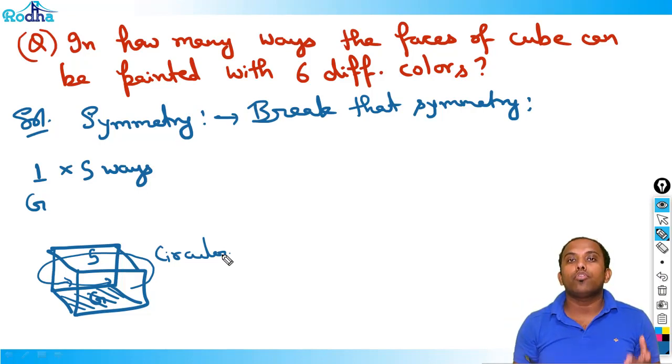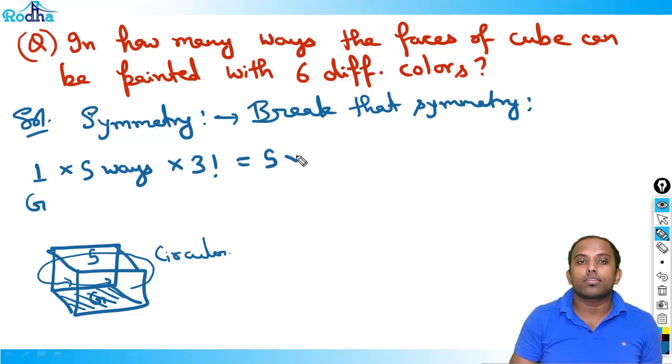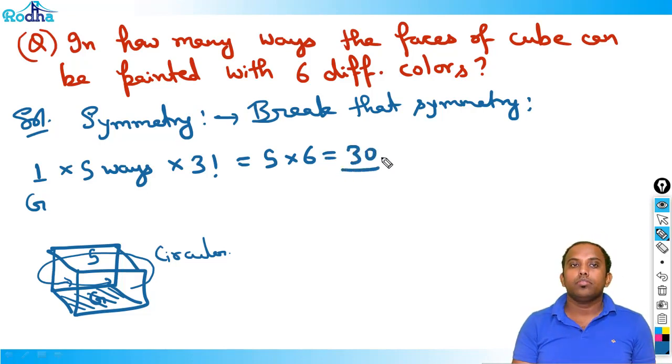For n people, circular arrangement is n minus 1 factorial. So for four faces, it should be 3 factorial. So what is the answer? 5 into 6, the answer would be 30. I hope it is clear to all, right?